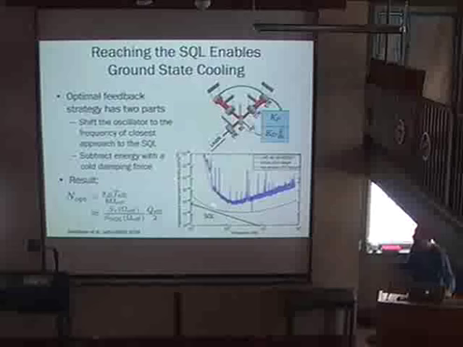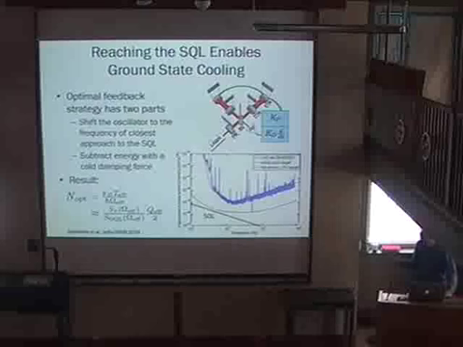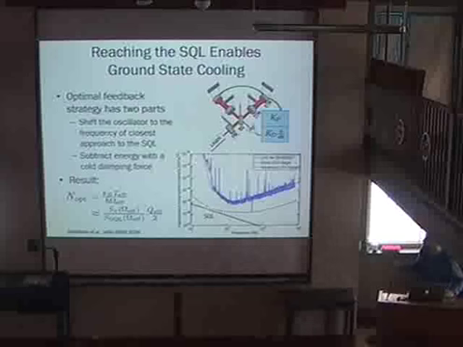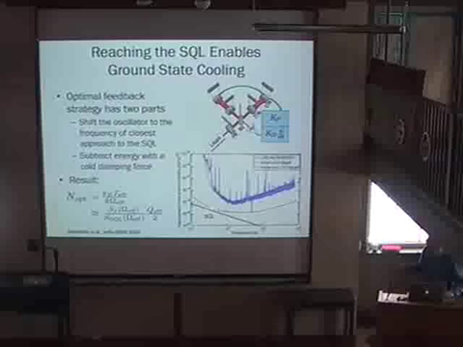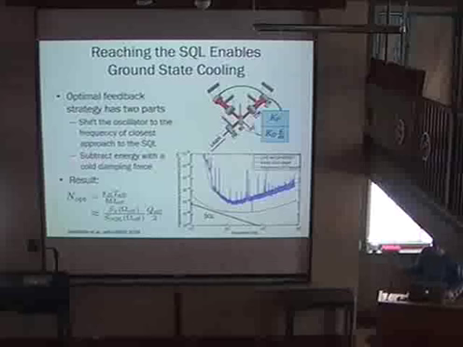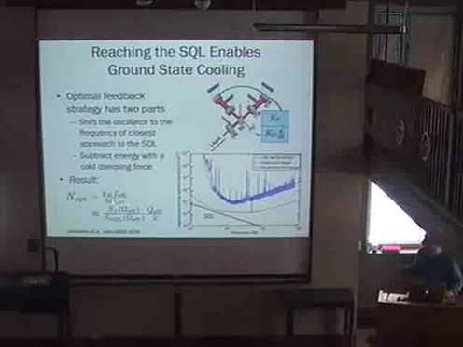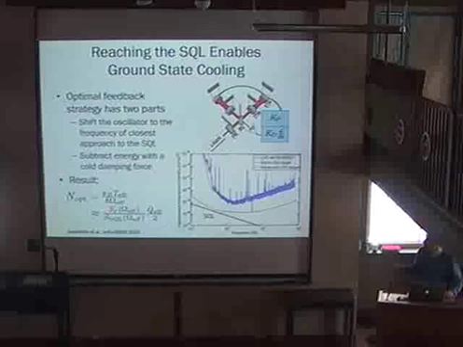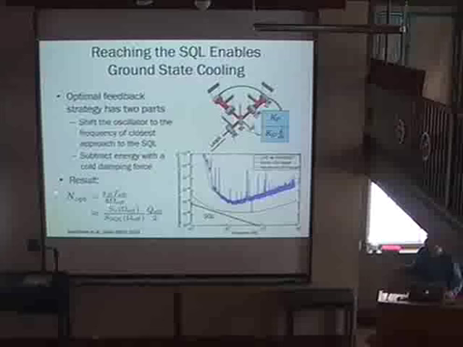So in future gravitational wave detectors, we hope to closely approach the standard quantum limit. If we can do that, we can also approach the ground state by using this optimal feedback strategy of first shifting the oscillator to the frequency where we most closely approach the SQL. So in Advanced LIGO, that'll be something below 100 hertz. And then subtract the energy from the oscillator using a cold damping force. And the resulting occupation number that you get depends on how closely your displacement sensitivity approaches the SQL. In initial LIGO, we were within a factor of 10 of the SQL, or 100 in power, so we had on the order of 100 quanta left.